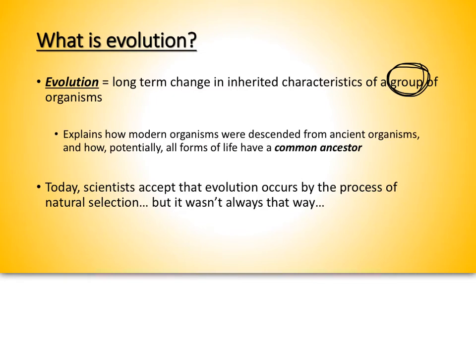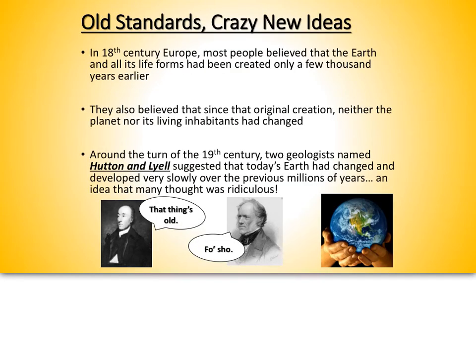Now, Darwin suggested that his ideas on evolution could tell us where modern organisms or modern species came from. And he suggested that all of us originally came from one thing that he would call the common ancestor. Today's scientists really accept that natural selection and evolution exist and occur in the way that Darwin described, but it certainly wasn't always that way. So let's look at a little bit of the historical background that came before Darwin.